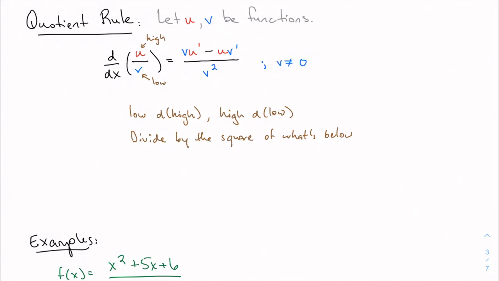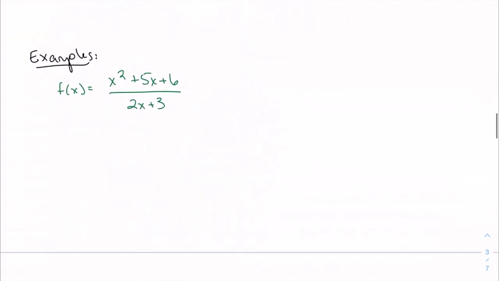And you can kind of see that right here. Low d high, derivative of the higher function, the one in the numerator. High d low, derivative of the lower function, the denominator. Divide by the square of what's below, that lower function again. All of our tips from the product rule are going to come back into play here and be really helpful.